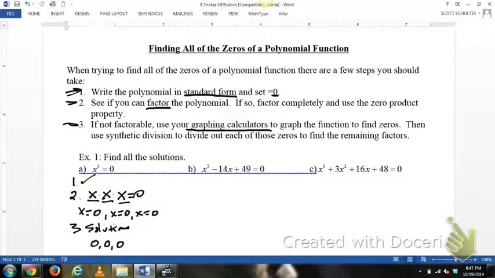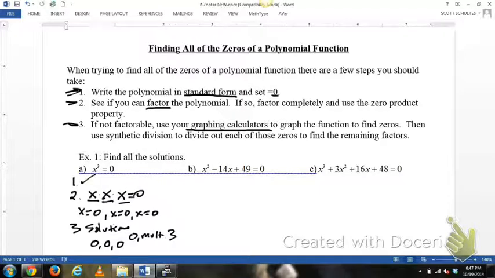When you do your exit quizzes, this might be called 0 with a multiplicity, and for short they'll just say 0 mult of 3. That just means 0 shows up 3 times.